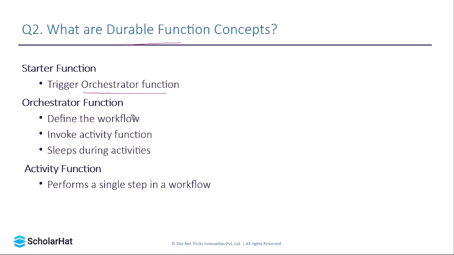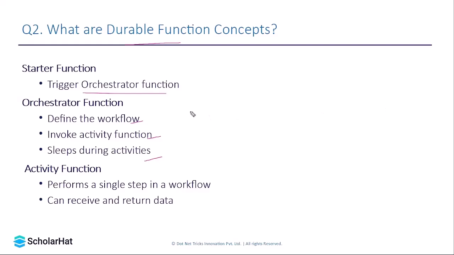In the orchestrator function, we define the workflow, we invoke different activity functions, and we sleep the function during inactivity. And the activity function performs a single step in a workflow, and it can also receive and return data.